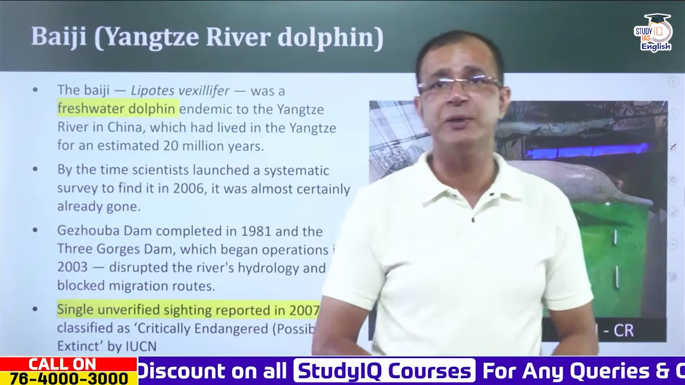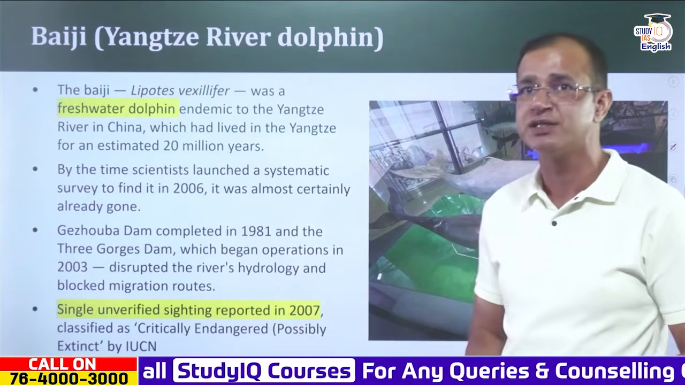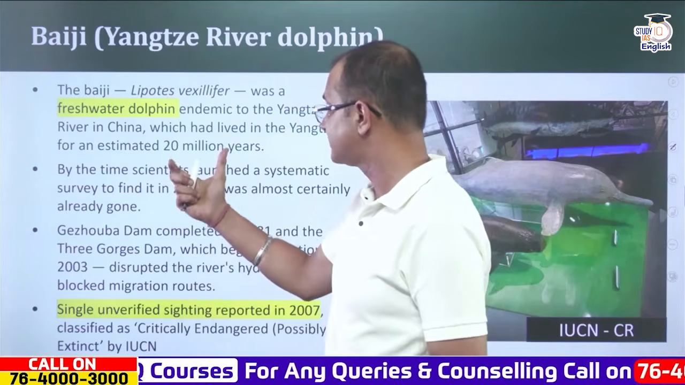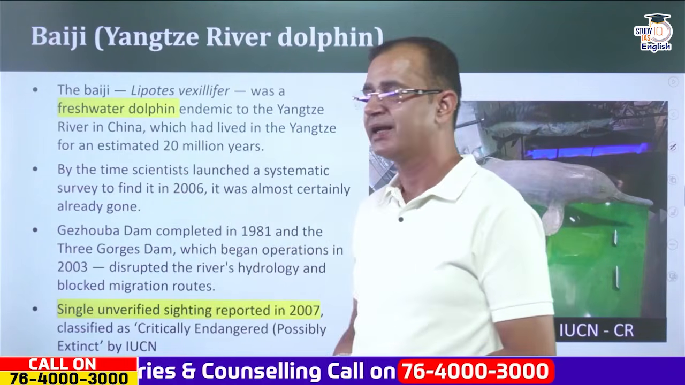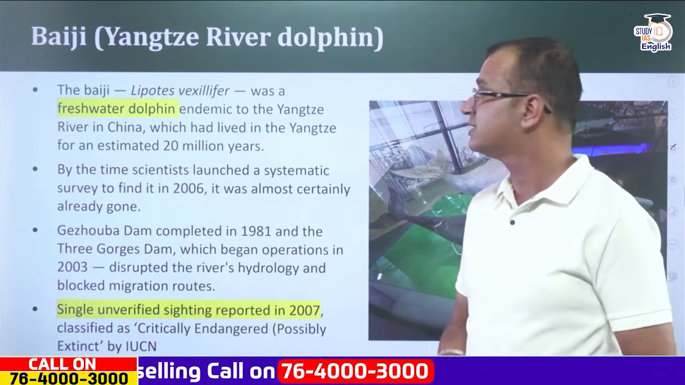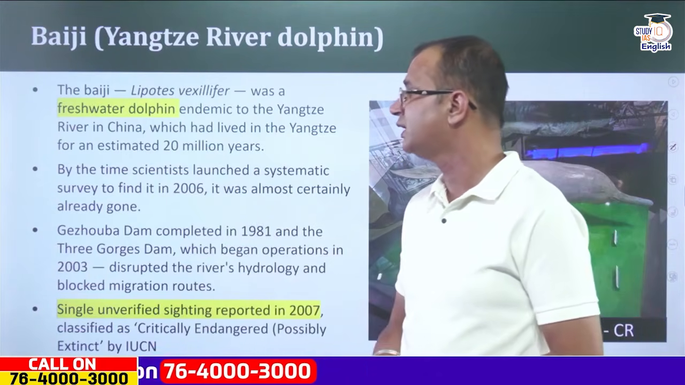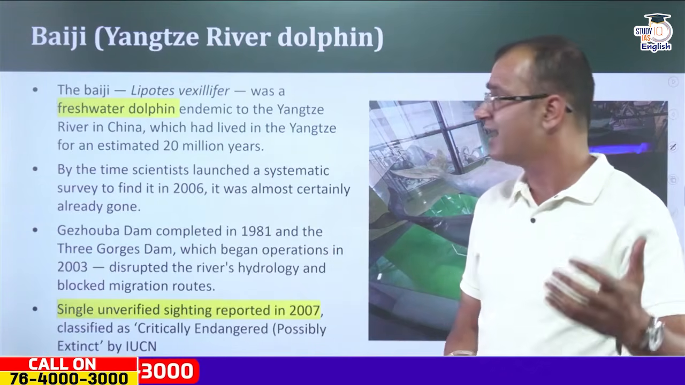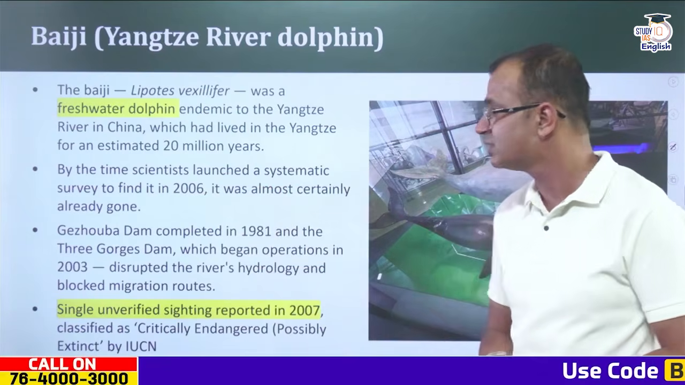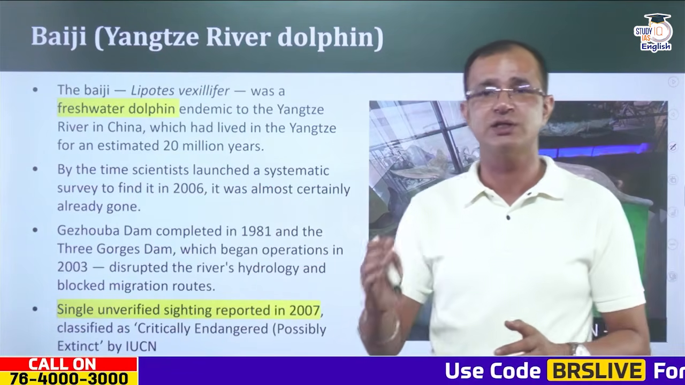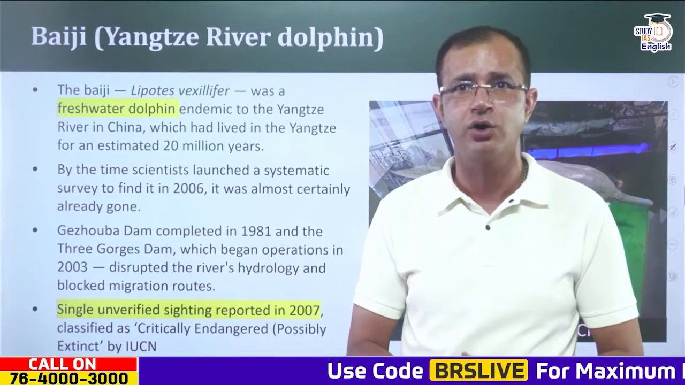Then next comes the Baiji, the Yangtze River dolphin, which was a freshwater dolphin endemic to the Yangtze River in China. It had survived in the Yangtze for nearly 20 million years. By the time scientists launched a systematic survey to find it in 2006, it was almost certainly gone.